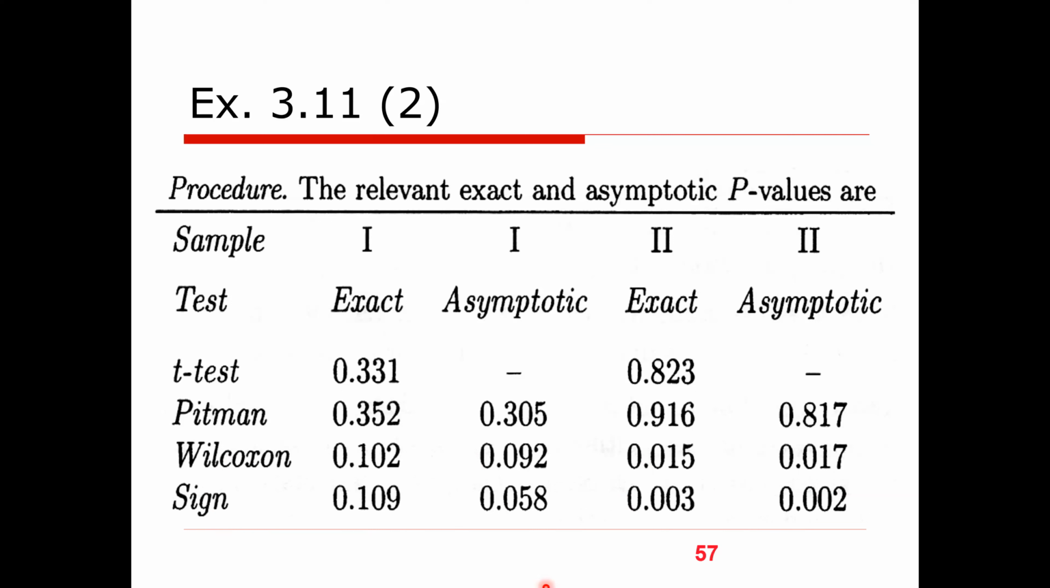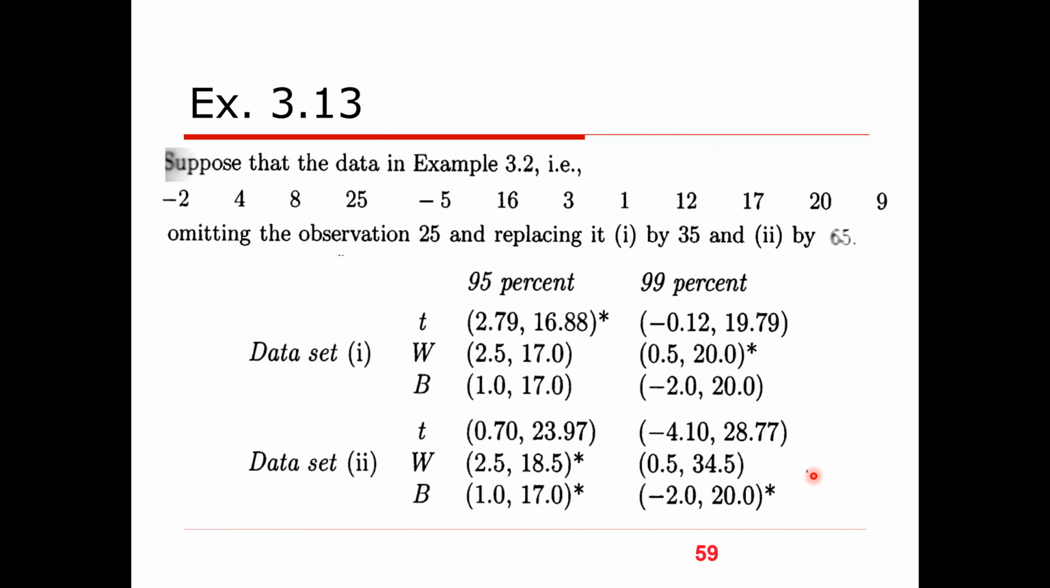Regarding the sign test, the results come out different for sample 1, because when the sample size is small, the asymptotic result may not make any sense. But when the sample size is 20, the result is more similar, right? So, skip it. Okay.